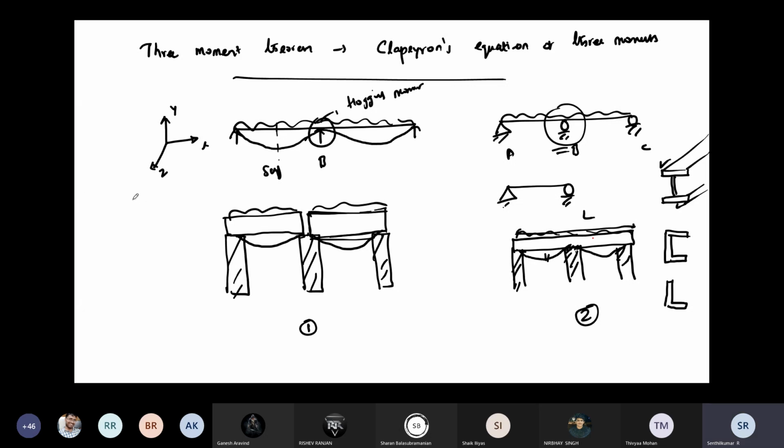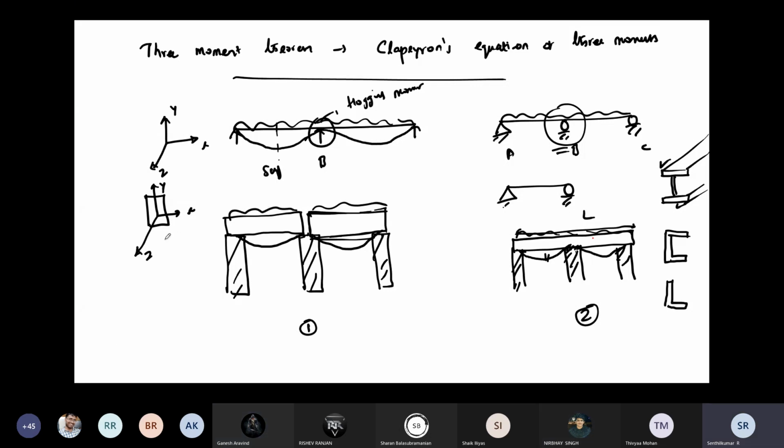For example, I'm having a rectangular beam. Cross section is rectangular. Shall I take this as x, this as y, and the length of the beam in z direction? Is it okay for you people? Have you taken like that in the previous semester? Guys, am I audible or not? Hello? Yes, sir. Like this only we took.